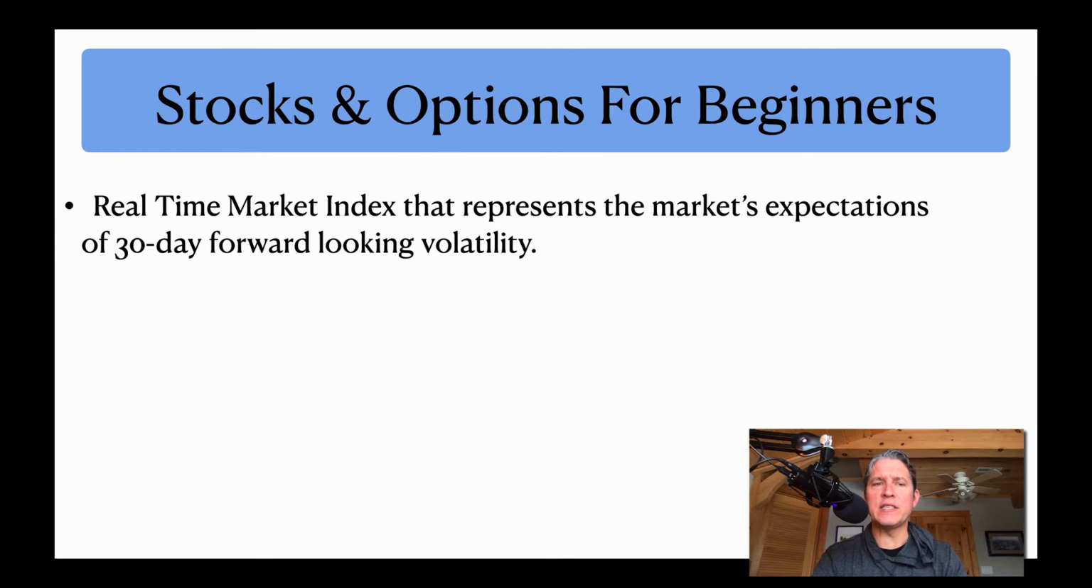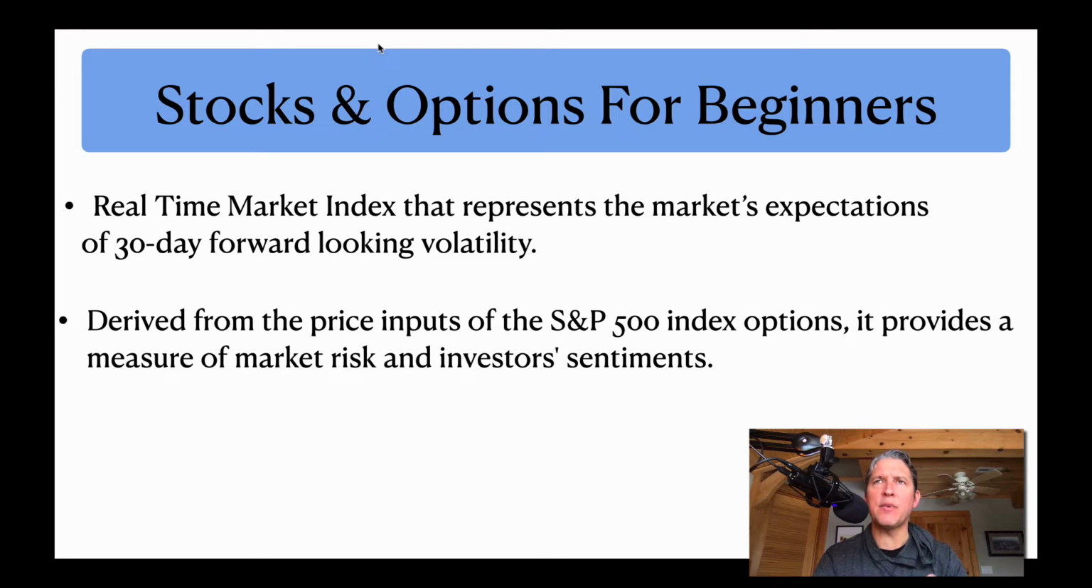So I just got some bullet points here. First of all, it's a real-time market index that represents, kind of looking forward, the 30-day forward volatility, kind of the forecast of what's going on, right? So what's happening is it's options that are being traded on the S&P 500. So that's an indicator of the mood, so to speak, of all the investors out there that are doing these options and trades on the 500 largest companies, and what they're anticipating in the future. And we'll take a look at that.